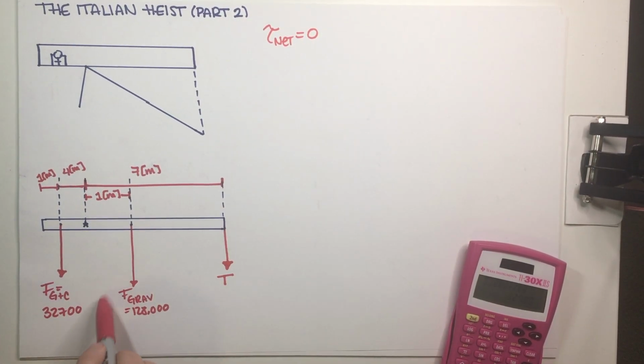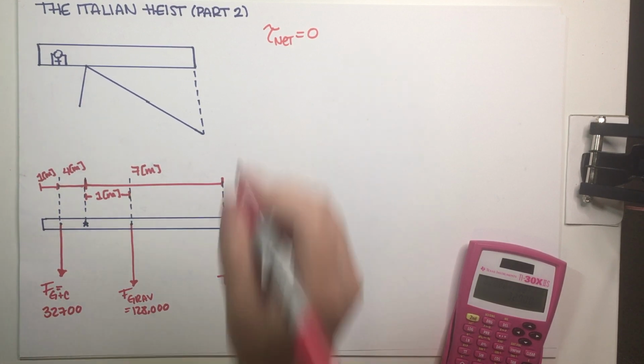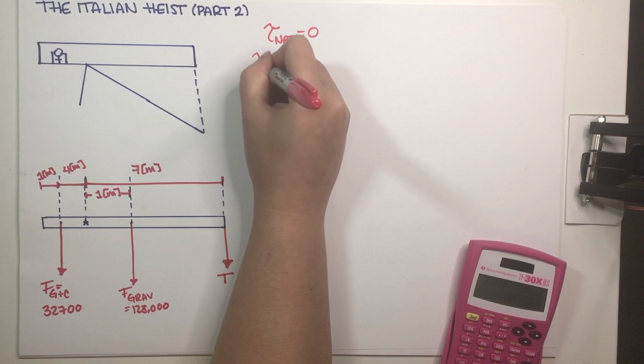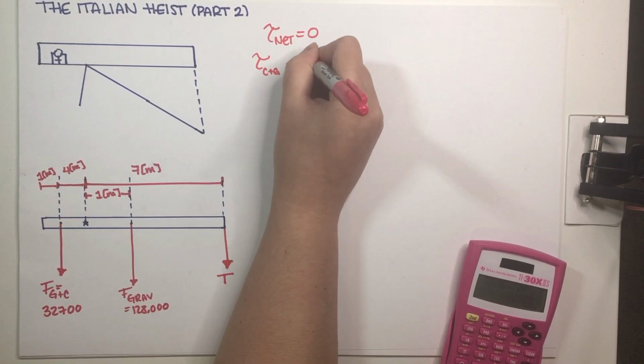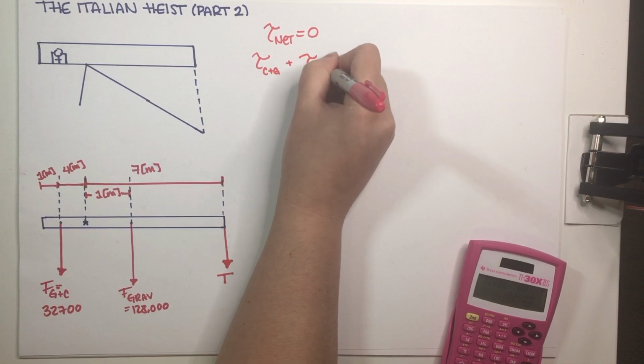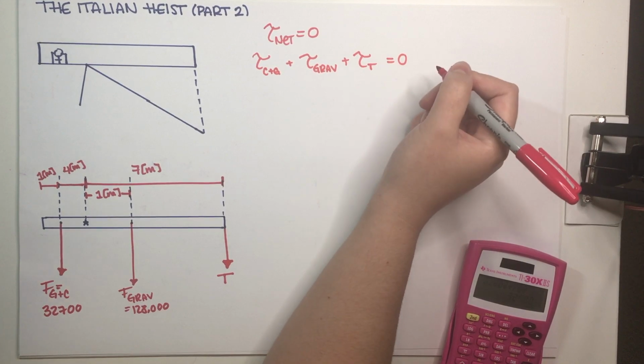Now before we had 4 forces and only 2 of them were generating a torque. In this particular case, we have 3 forces generating a torque. So let's go ahead and write those down. This would be the torque due to Charlie plus gold, plus the torque due to gravity, plus the torque due to the tension force, has to be equal to 0.